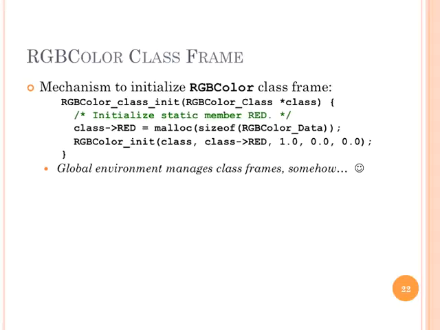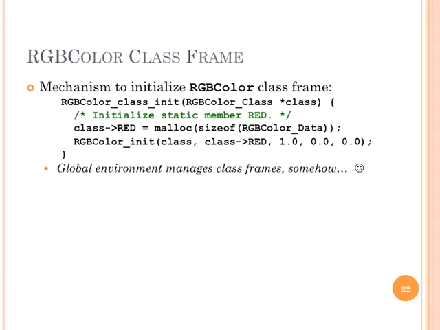Okay, so here would be the thing for initializing a class. And notice we have RGB color class init. We pass in the RGB color class star because this is the class that we're initializing. We set its red member to be a new object of the RGB color type. So we malloc some chunk of memory that's the size of RGB color data, and then we call its init thing.